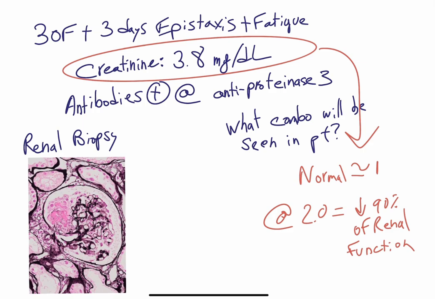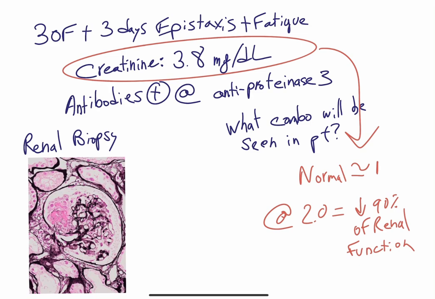Now, in elderly patients, your creatinine may creep up to, let's say, 1.1 or 1.2 as they age, into your 90s. But quite frankly, you should be looking for it to be around 1. If you get to creatinine 2.0, that implies that you've lost 90% of your renal function. So a value of 3.8, this is profound renal failure. We're essentially looking at no renal function whatsoever.